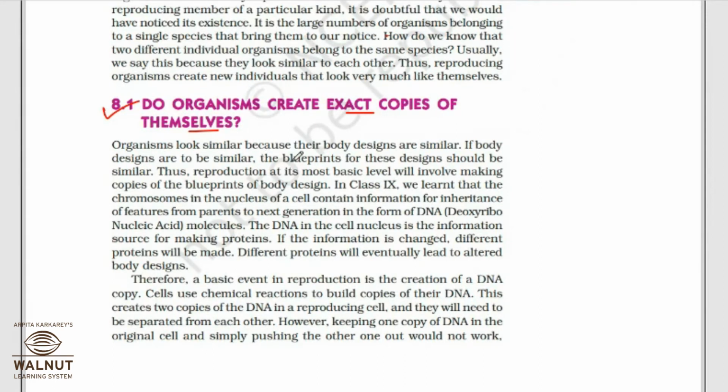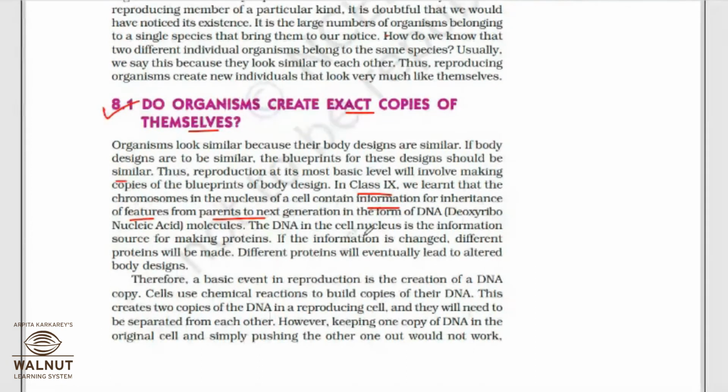Organisms look similar because their body designs are similar. If body designs are to be similar, the blueprints of these designs should be similar. Blueprints means your inside, your DNA. Thus, reproduction at its most basic level will involve making copies of blueprints of body design. In class ninth, we learned that the chromosomes in the nucleus of a cell contain information for inheritance of features from parents to next generation in the form of DNA, that is deoxyribonucleic acid molecules.